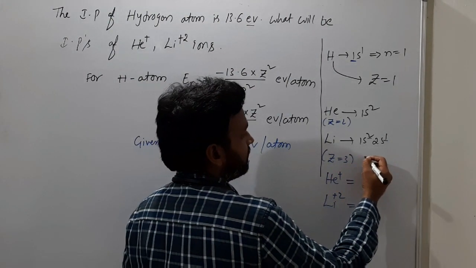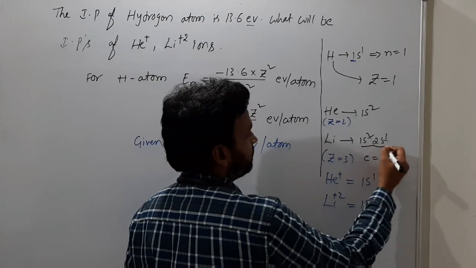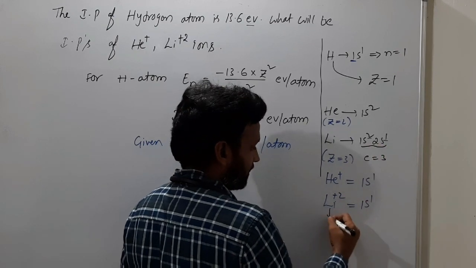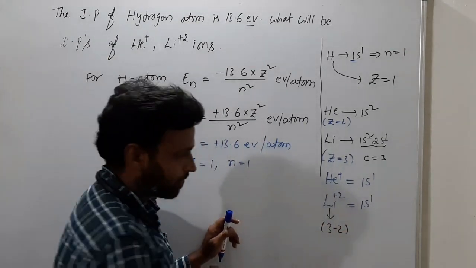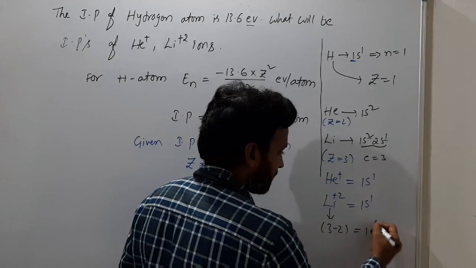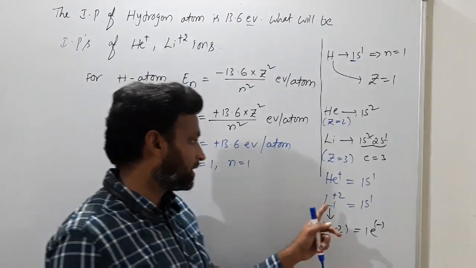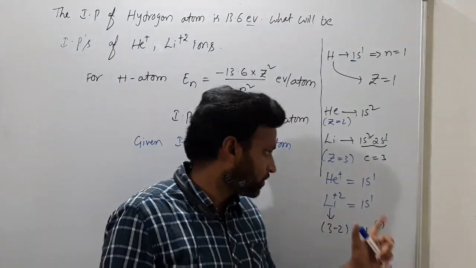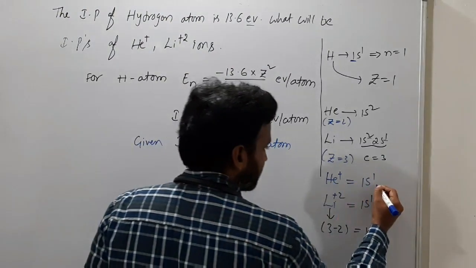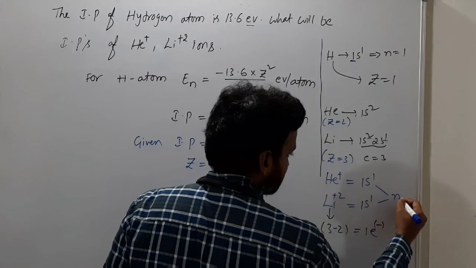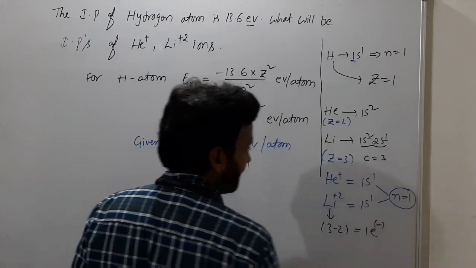Lithium Z is 3, that means electrons will be 3 here. But here for Li2 plus, 3 minus 2, because the charge is plus 2. That means how many electrons will be there? 1 electron will be there in Li2 plus. So you are having 1s1 only. That means for both He plus and Li2 plus, n is equal to 1 only.